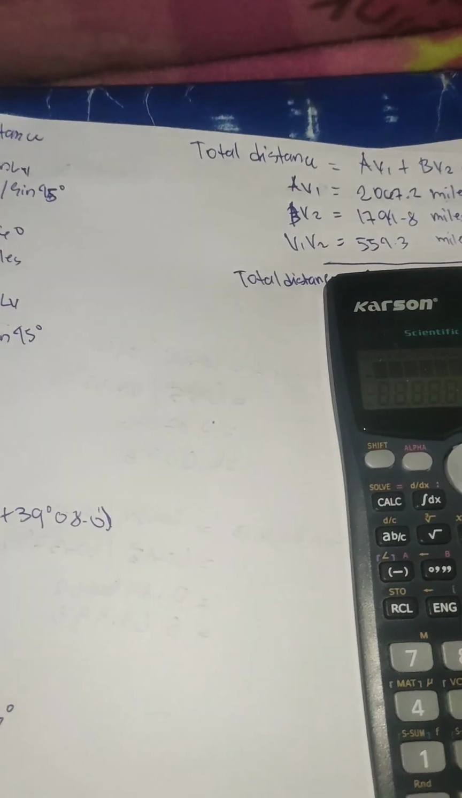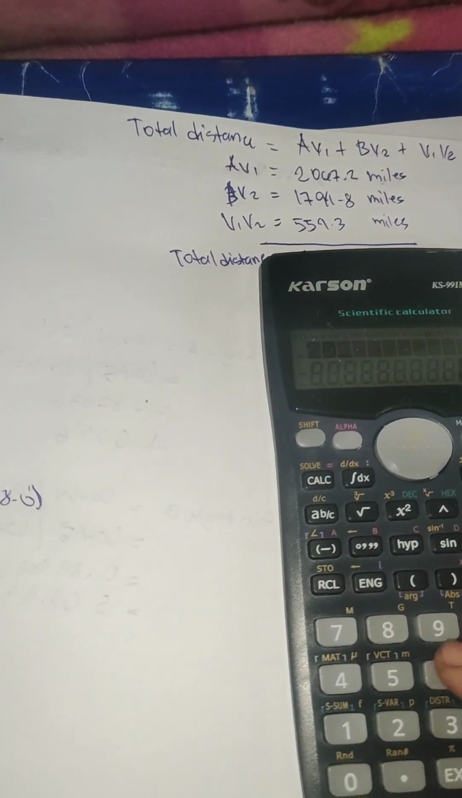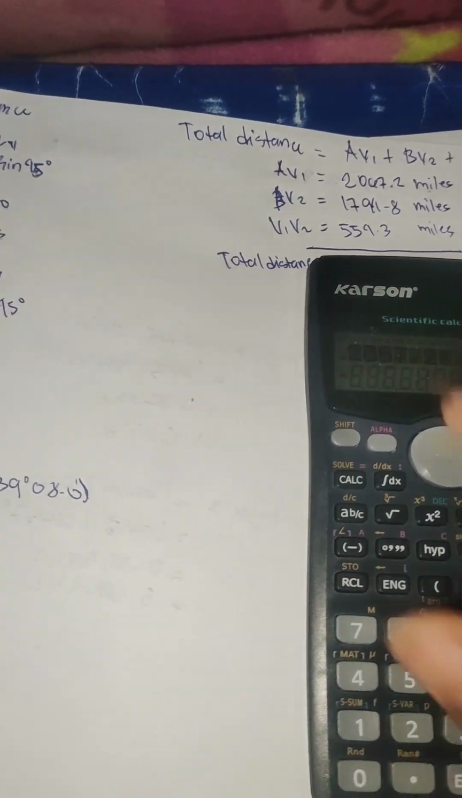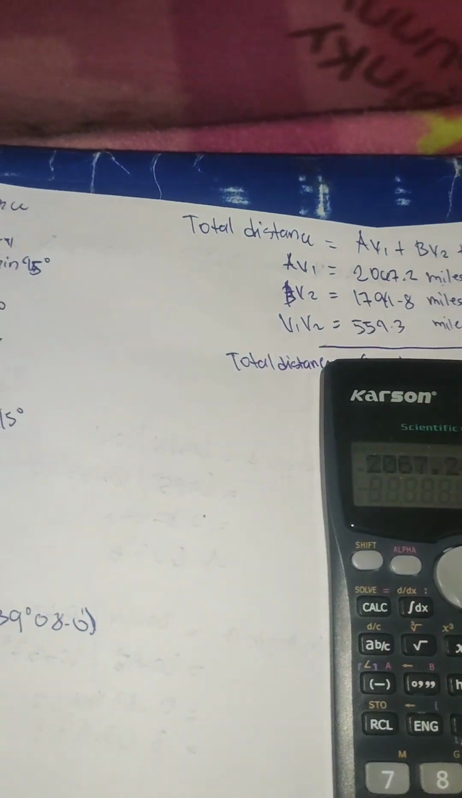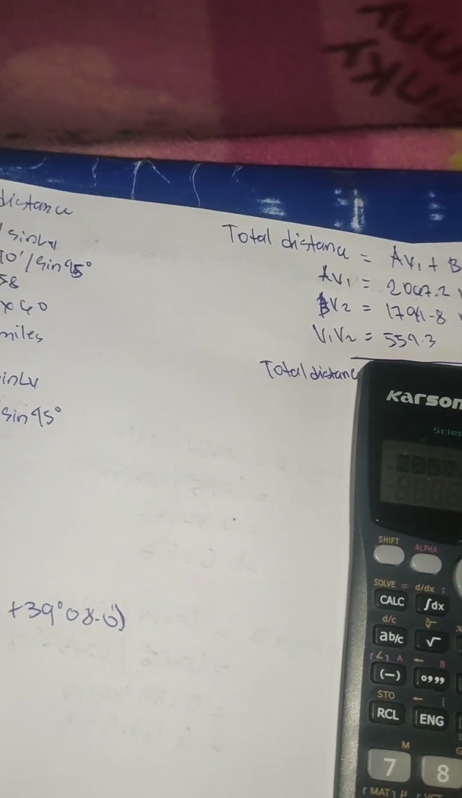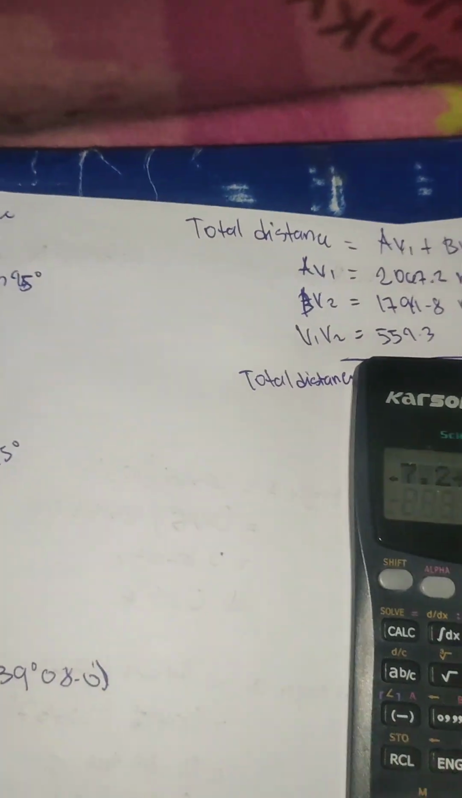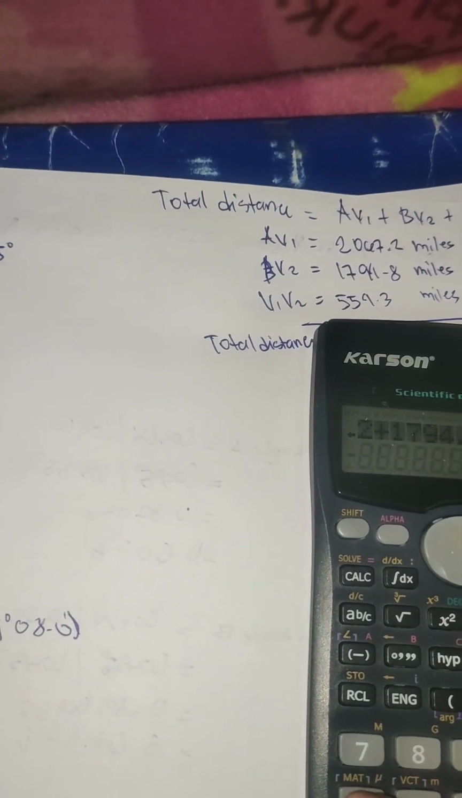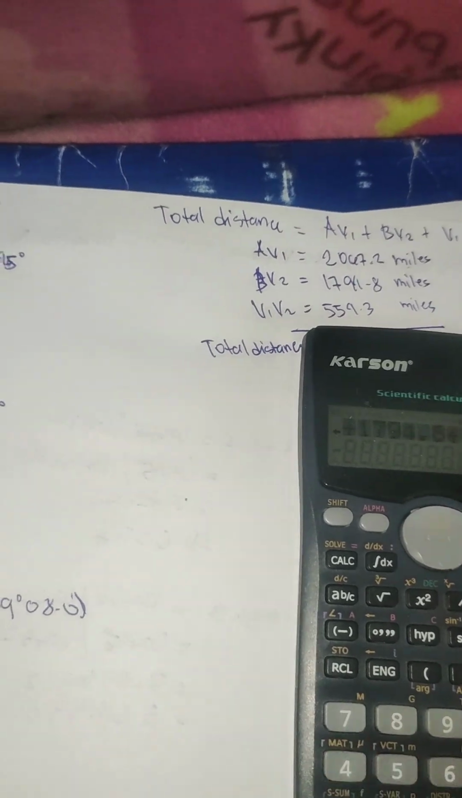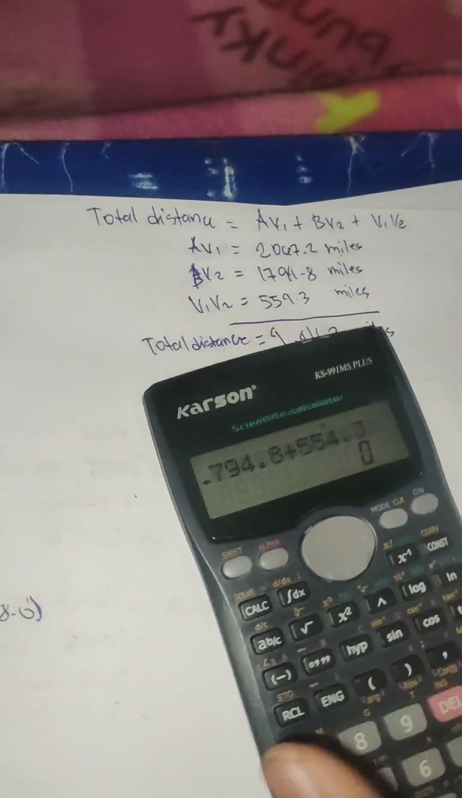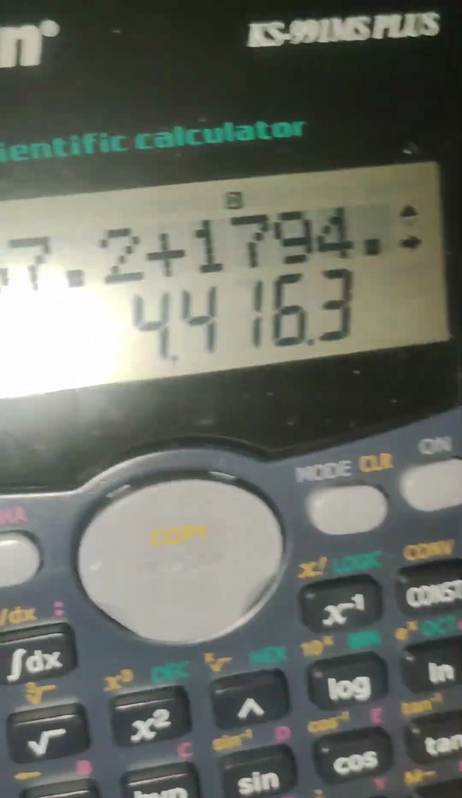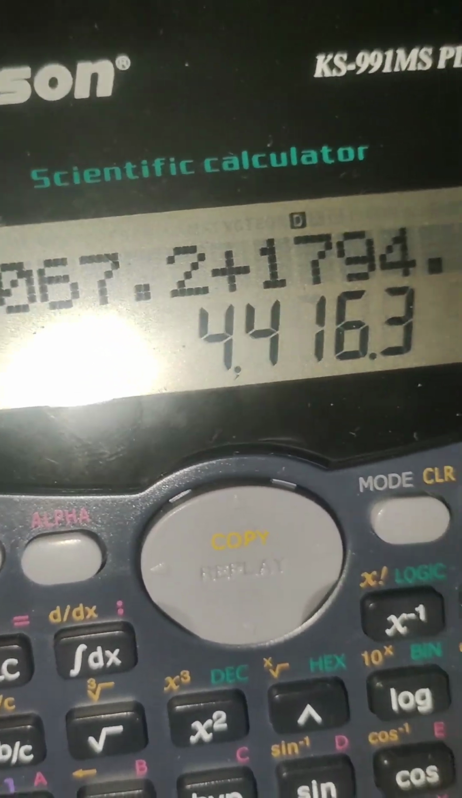So if we compute AV1, 2067.2 plus 1794.8 plus V1V2, which is 554.3, the total is equal to 4,416.3 miles, and that is our total distance of this composite sailing.